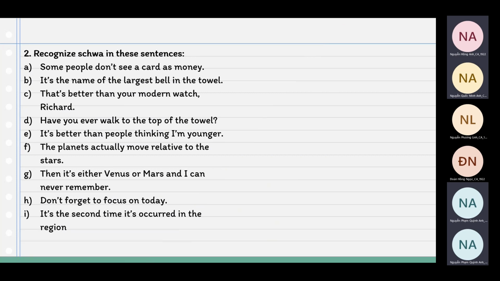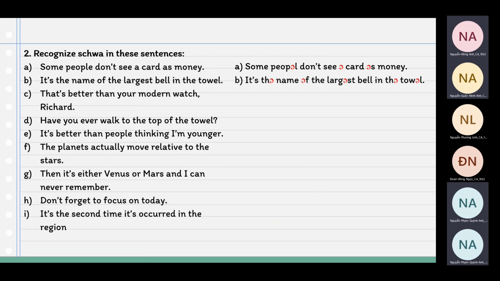In this exercise, you have to recognize the schwa in the sentence. For sentence A, there are 3 schwas in the sentence. The first one appears in the second syllable of people. The second one appears in the word "a", and the third one appears in the word "as". So the whole sentence will be pronounced like "some people don't see a card as money."